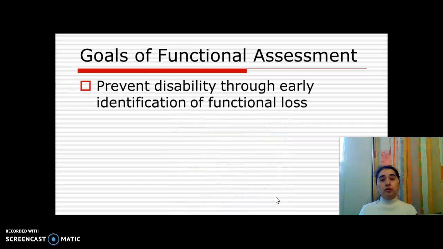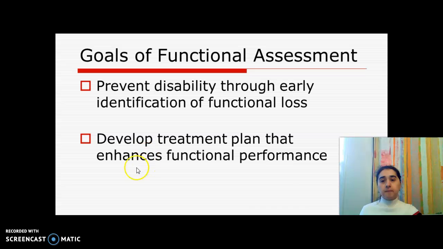What are the goals of functional assessment? First of all, we cannot cure the multiple diseases that a general patient might have, but we can promote quality of life, promote independence, and minimize disability and functional loss through early identification. Our treatment plan has to be based on their functional performance to enhance their functional capabilities now and improve the deficiencies.